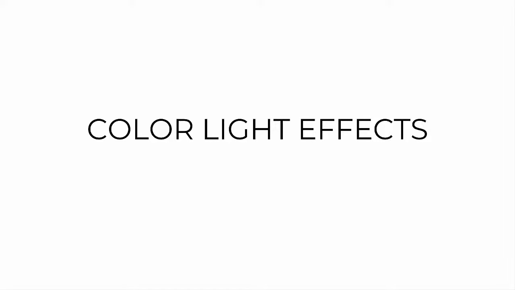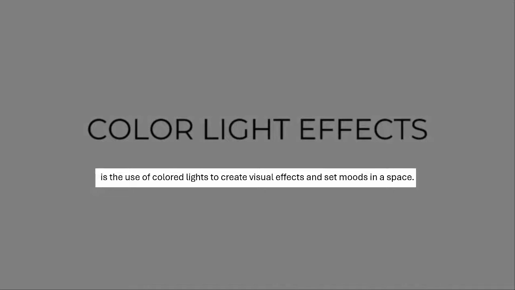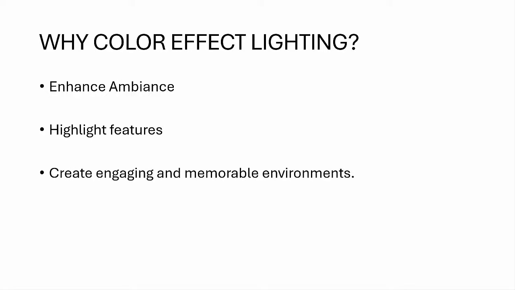Okay, so firstly, what are color light effects? It's nothing but the use of colored light to create a visual effect and set the mood in a space. Now, why color lighting effects in lighting design? Well, with the use of color light effects, you can enhance the ambience, you can highlight the features of your architectural details, or you can create engaging and memorable events. We are going to see more project images to help you understand where we can use color light effects.